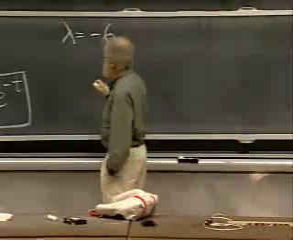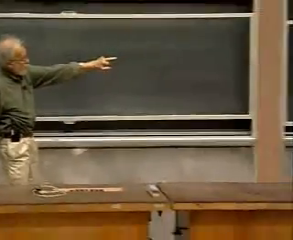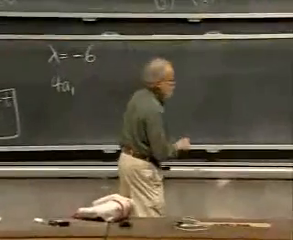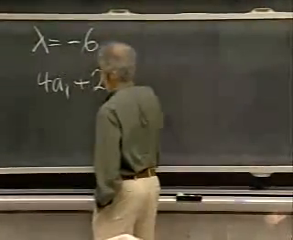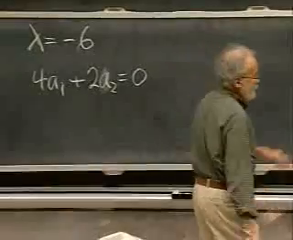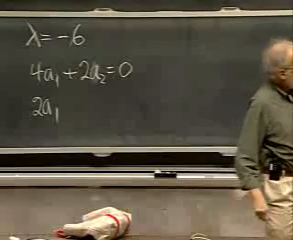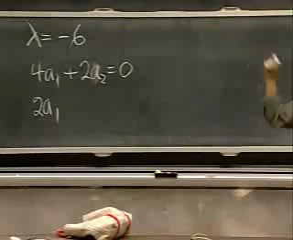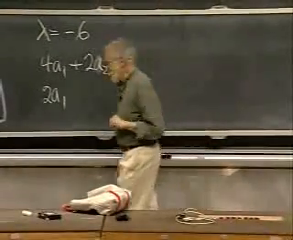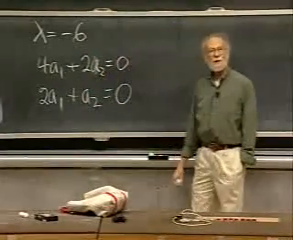Okay, for lambda equals negative 6, how do my equations look now? Well, the first one is minus 2 minus negative 6 makes plus 4. So it's 4a1 plus 2a2 equals 0. And then I hold my breath while I calculate the second one to see if it comes out to be a constant multiple. So I get 2a1 plus negative 5 minus negative 6. That makes plus 1. Negative 5 minus negative 6 is plus 1. And indeed, one is a constant multiple of the other.